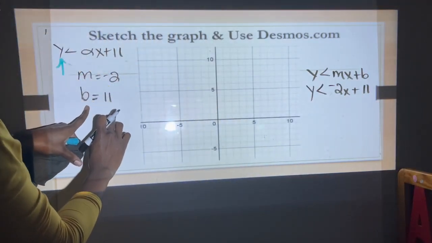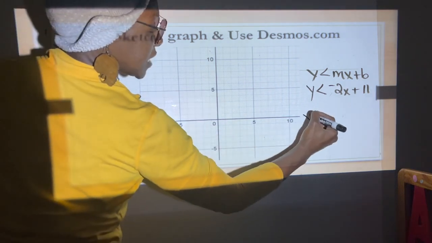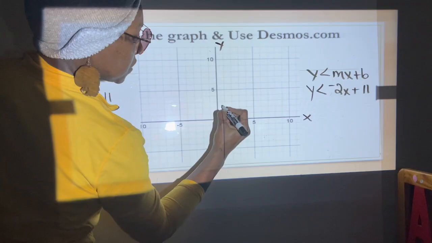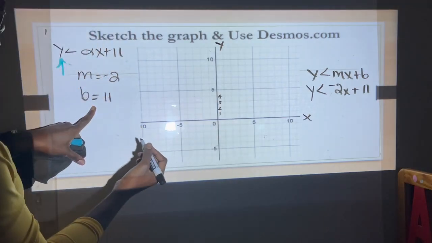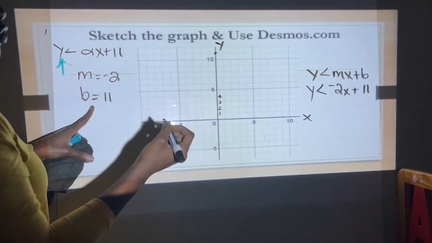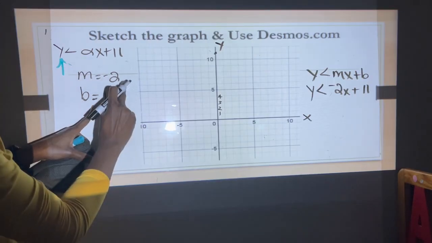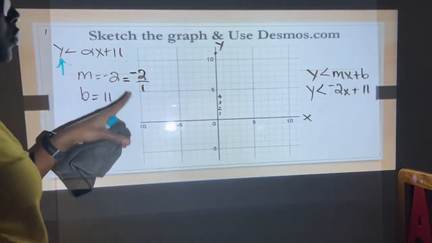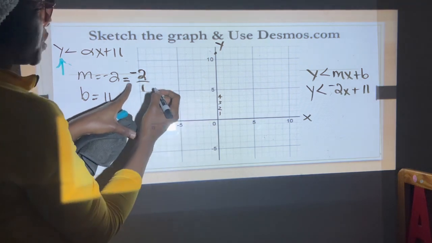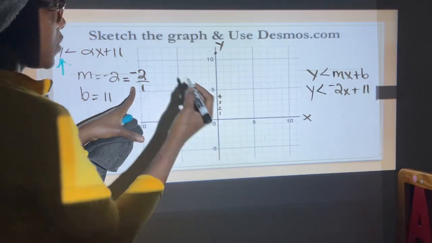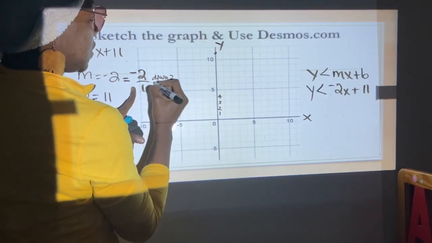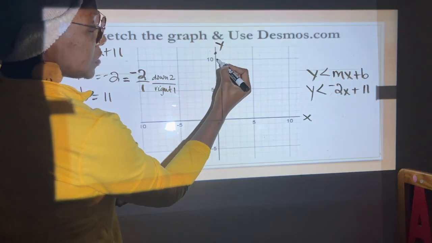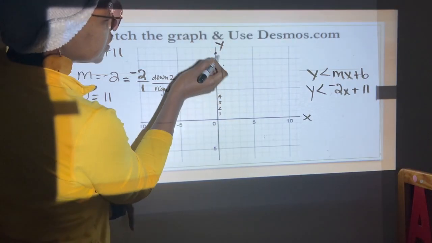So you graph your b value. We know this is the x-axis and this is the y-axis, and these are in increments of 1. I'm gonna go up to 11, and this is the y-intercept, the point where my graph crosses the y-axis. Then I use the slope, negative 2, which I rewrite as a fraction, negative 2 over 1. Since it's negative 2, go down 2, and positive 1, right 1. You start at your y-intercept, go down 2, right 1, and connect the dots.